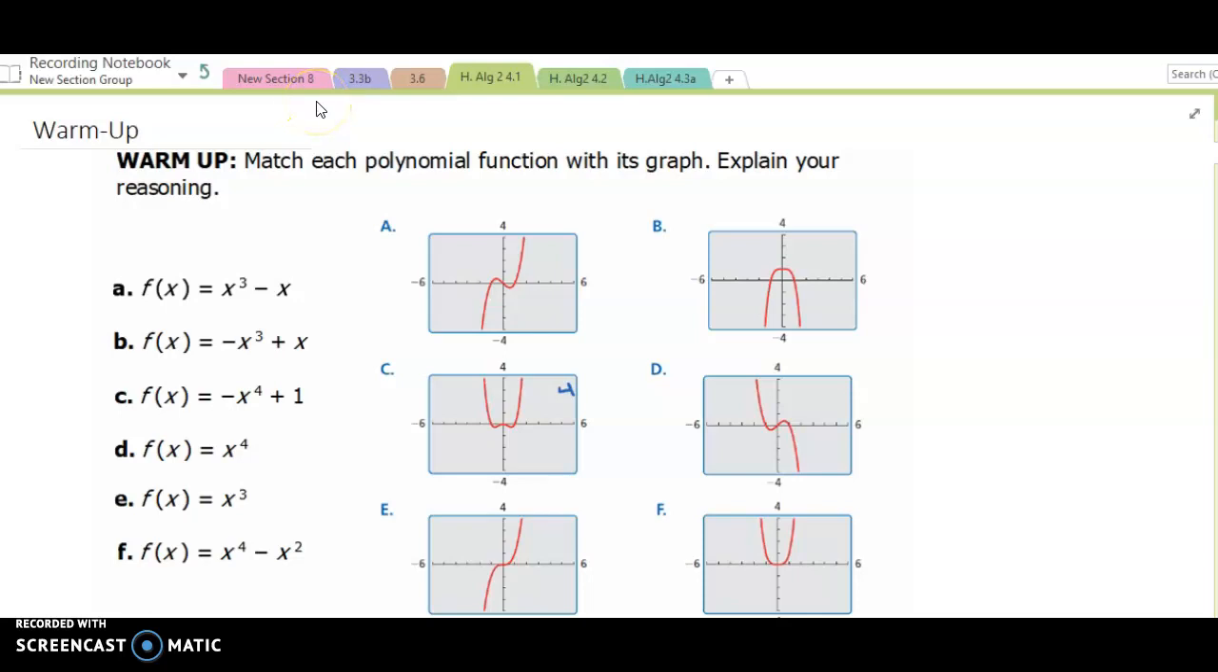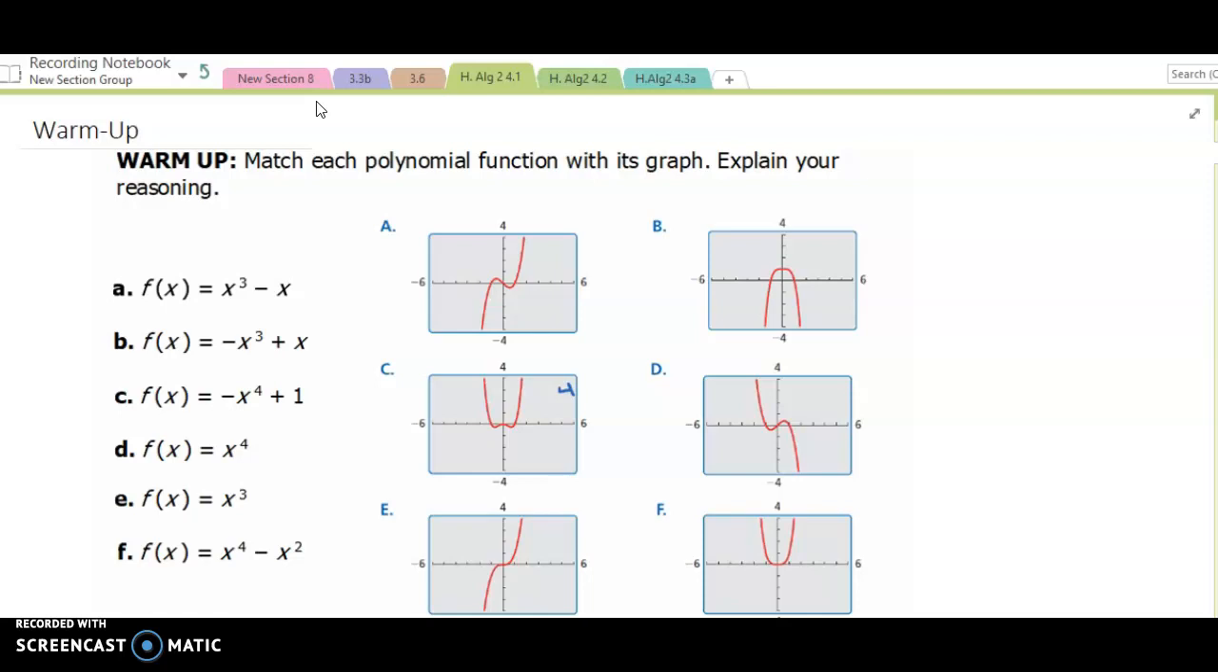All right, guys, so this is section 4.1, and this is the start of chapter 4. Now we're going to break chapter 4 into two smaller chapters. So we're going to do 4.1 through 4.4, and then we're going to take a 100-point test, and then we're going to do the second half of chapter 4 and take another 100-point test.